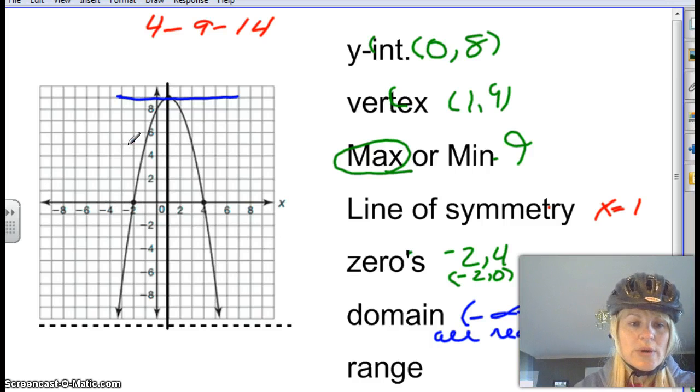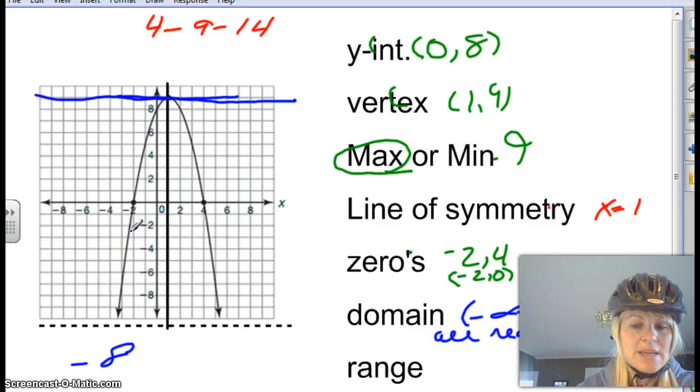Okay, so if we go back up here, 9 is the top. The graph doesn't go above the 9. 9 here, and then it goes down forever. And this is negative infinity down here. So for our range, it's negative infinity and 9. Let me write it as a coordinate like that, okay?